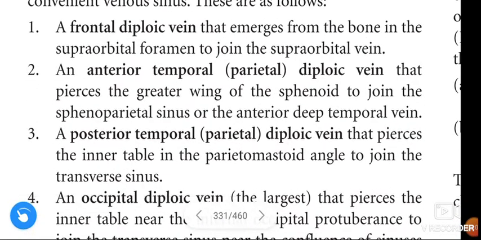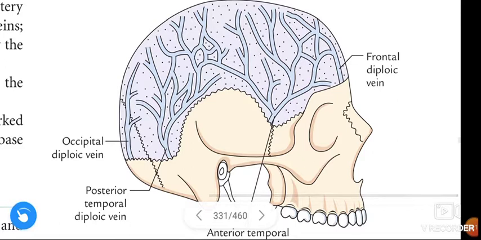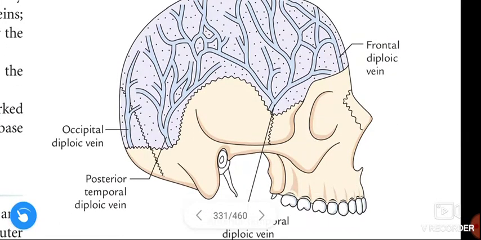Coming to the figure, see this figure. This figure represents the diploic veins. The diploic veins are displayed by removing the outer table of the skull. See here, what are the 4 diploic veins?